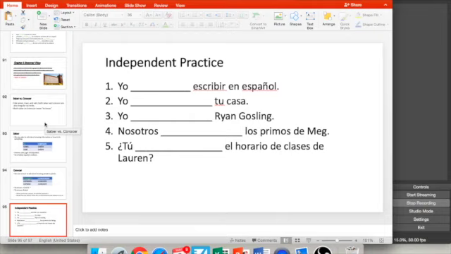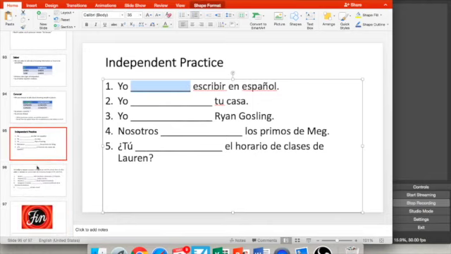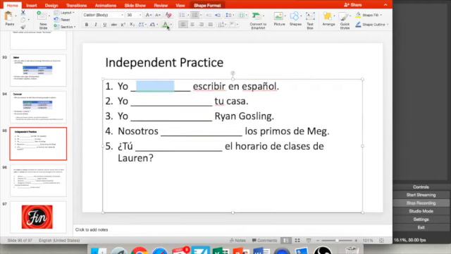So let's look at number one. It says, yo blank escribir en español. I know how to write in Spanish. Do I know information, people, places, or how to do something? In this case, I know how to do something. I know how to write in Spanish, so I'm going to be using saber. And you know that the yo form of saber is not sabo, but rather it is sé. So I'm going to say that yo sé escribir en español.